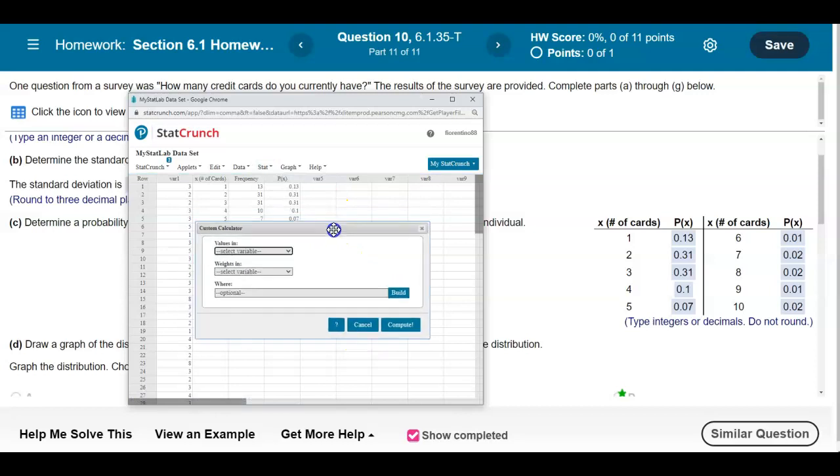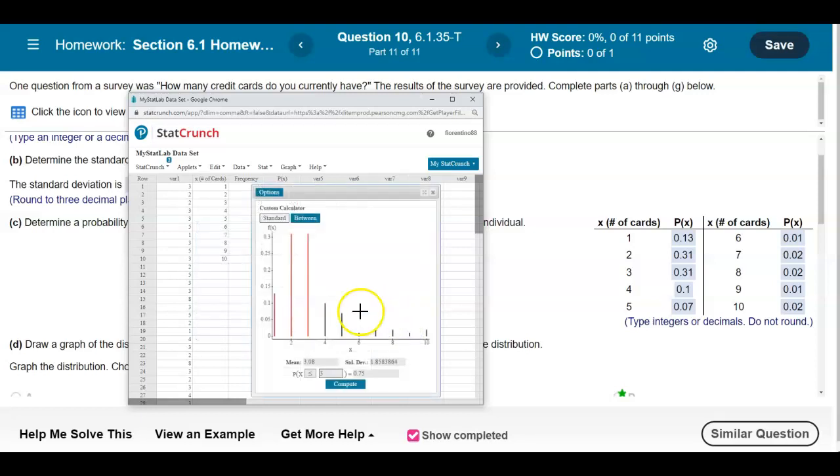Okay, so now the values in are going to represent x, meaning the number of cards. So that's why we want to change that column heading. And then the weights in are going to be in the frequency. So let's go ahead and do that. And then we're going to select Compute. And now we're going to see our graph.